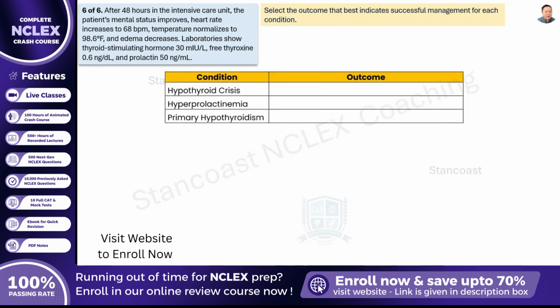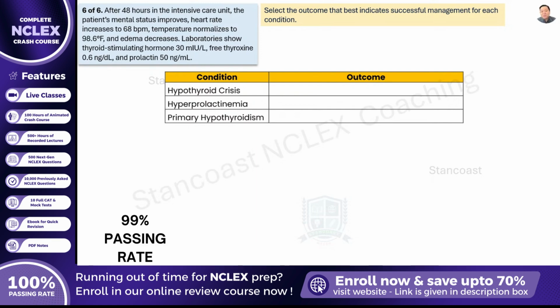And we have here our instruction to select the outcome that best indicates successful management for each condition. And these three are the following: hypothyroid crisis, hyperprolactinemia, primary hypothyroidism. Now, this question is asking, how do you know the treatment is working?